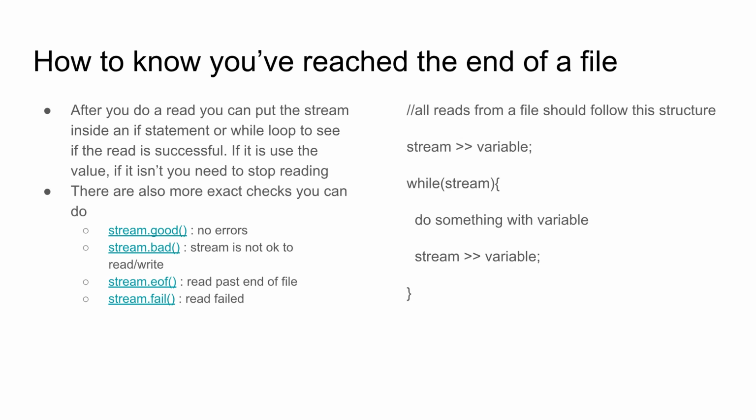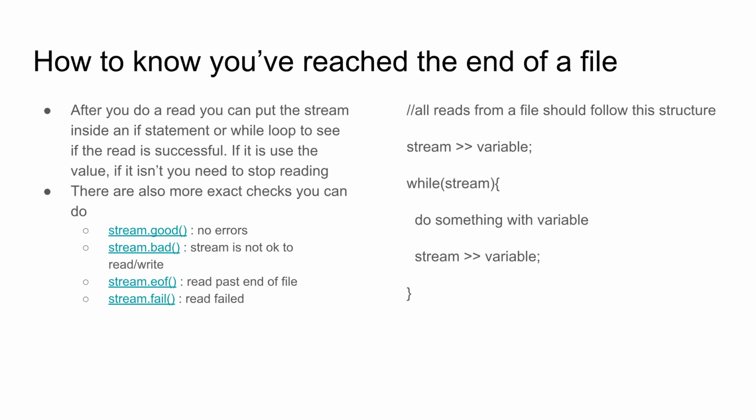eof will return true if you've gone past the end of the file, and fail will tell you if you failed to read the last thing that you tried to read. For example, if you tried to read in an integer, but the user entered Bob, you would fail to read in the integer because it was expecting numbers, and you wouldn't read anything.